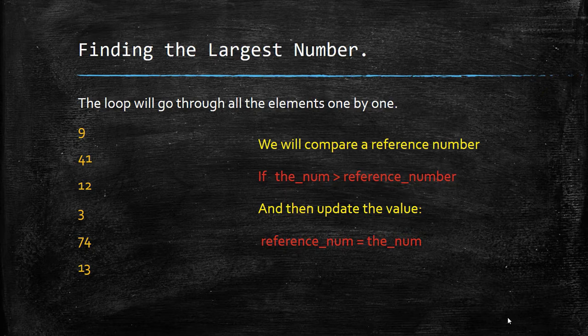It will start from 9, 41, 12 all the way to 13. We will define a reference number, and we will say that our first element is the reference number. If the new coming number is larger than the reference number, then the value of reference number will be updated, and the process will be repeated again and again until the very last element of the set of data. In this way, we can find out which one is the largest number present inside the array of numbers.